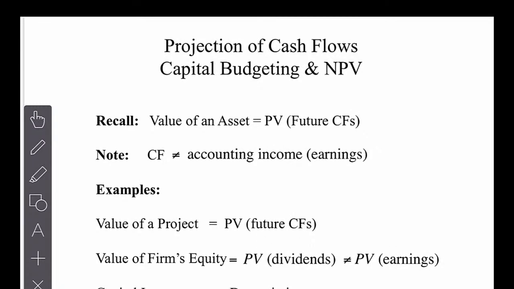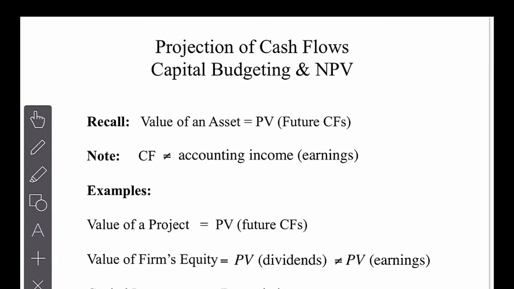So what we want to be able to do is value a project. And valuing any assets, like we learned, is a matter of computing the present value of future cash flows against any investment you make. Cash flows are not accounting income or earnings, and you need to be clear about that.